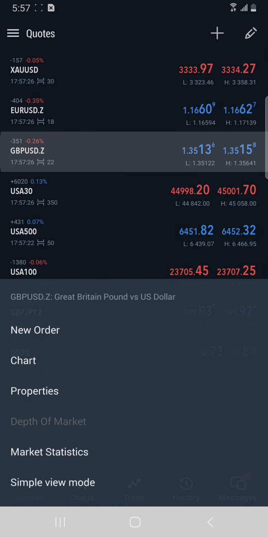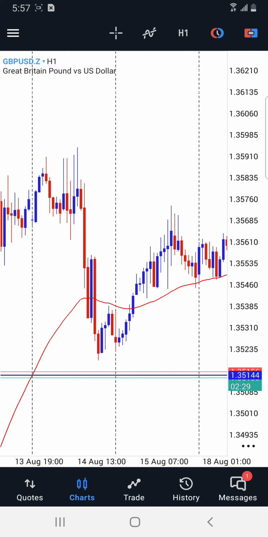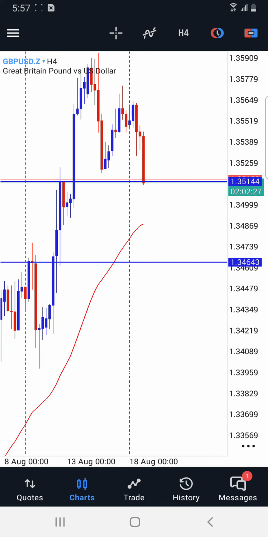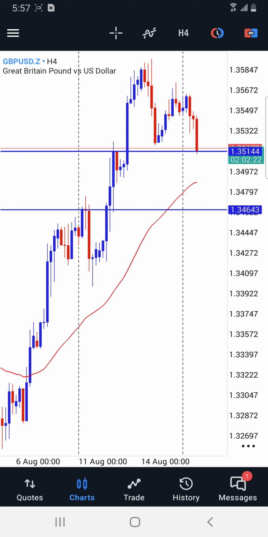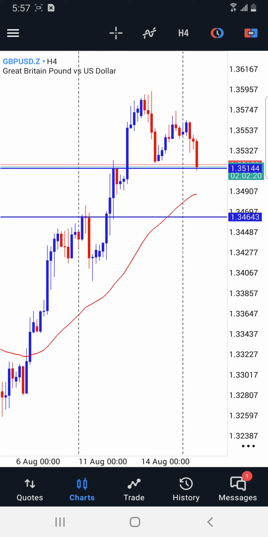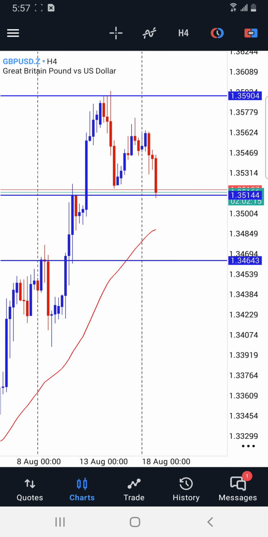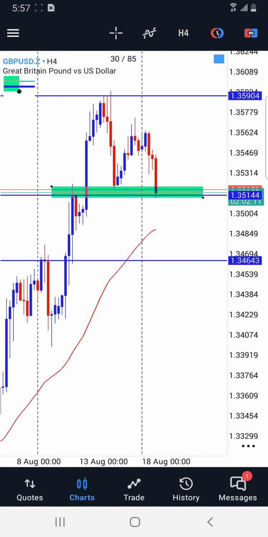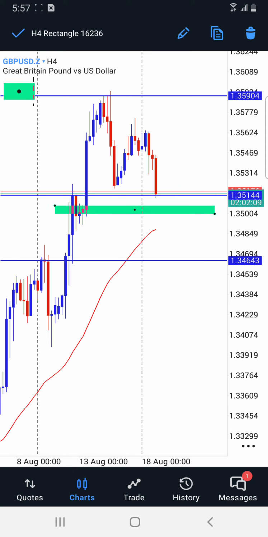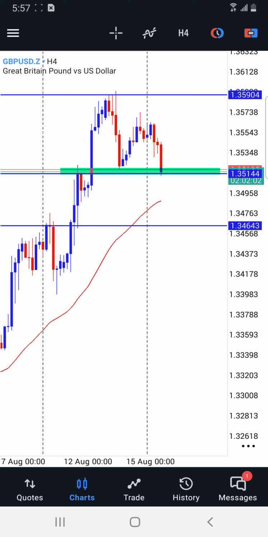So we go to GBPUSD, and we can start from 4 hours, which we can already see. I had marked my key levels with the blue line. So let me just add another one like that. But then we can see GBPUSD is already at a very strong resistance level, which is struggling to break.